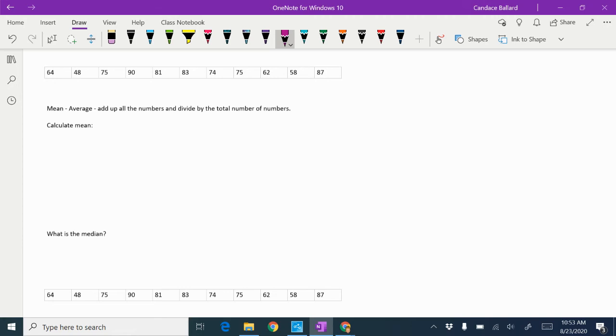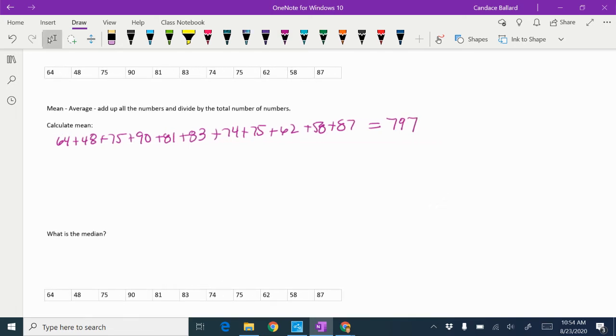Okay. So the first thing I'm going to do is add all these numbers up. I'm going to take 64 plus 48 plus 75 plus 90. You may use a calculator to do your arithmetic. Plus 83 plus 74 plus 75 plus 62 plus 58 plus 87. I'm going to add them up and get a total. So when I add those numbers up, I get 797.